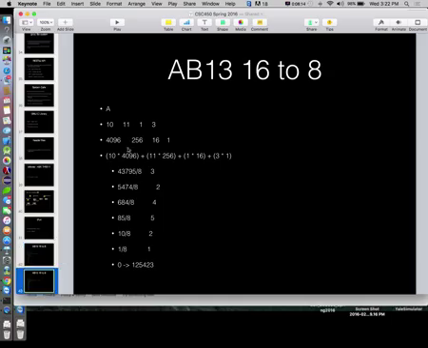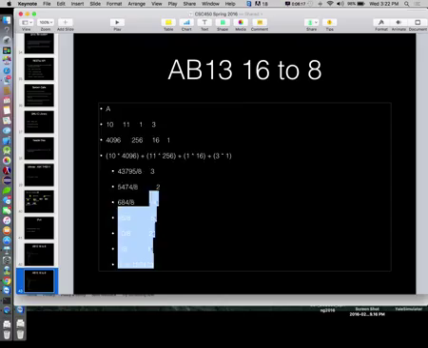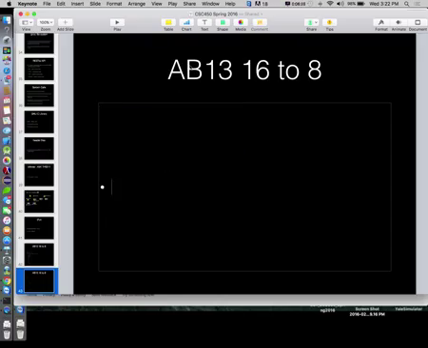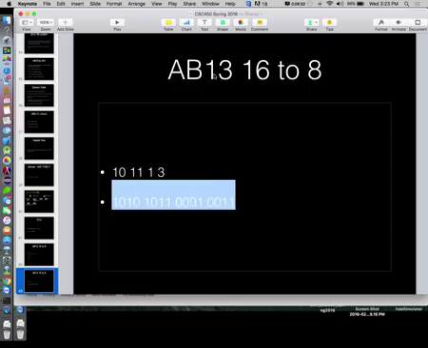All right. So let's look at an alternative way of doing this. So first we're going to take AB13 and turn that into binary. So I'm going to say 10, 11, 1, 3. So we're going to do this in 4-bit binary chunks. So that's 8. That's the 10. That's the 11. That's the 1. That's the 3. So this is the binary version of AB13.